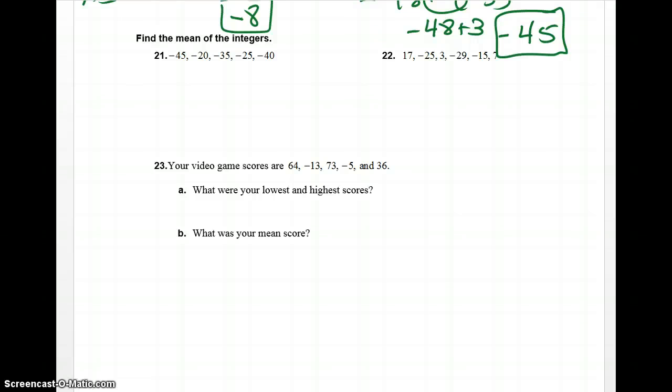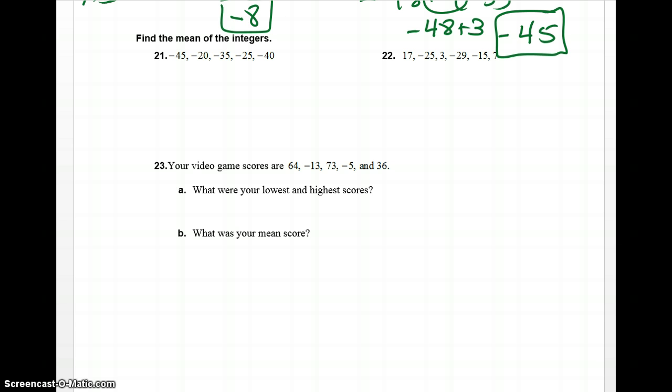This is the second video to finish up our Chapter 1 review for Math 7. So for 21 and 22, our directions say to find the mean of the integers. Now we talked about mean in class, that is adding up all the integers given and then dividing by the amount of integers that you have.